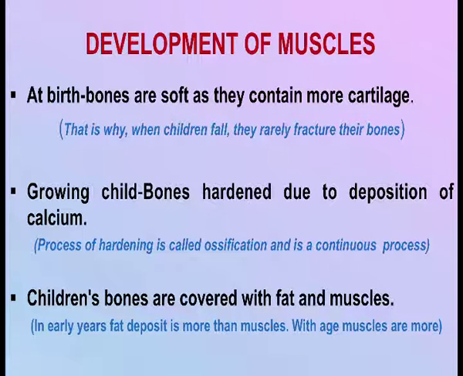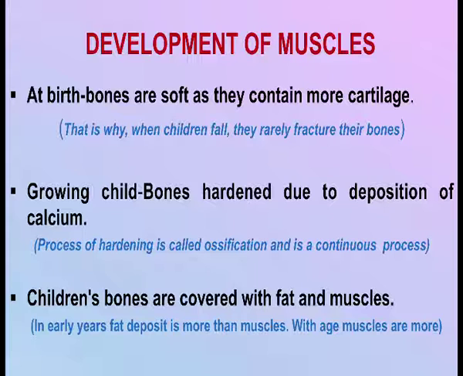What happens at birth? At birth, bones are very soft as they contain more cartilage, and that is the reason why when children fall, they rarely fracture their bones. This is the basic reason. And now when we talk about the growing child, bones are hardened due to deposition of calcium. The process of hardening is called ossification, and it's really a very continuous process.